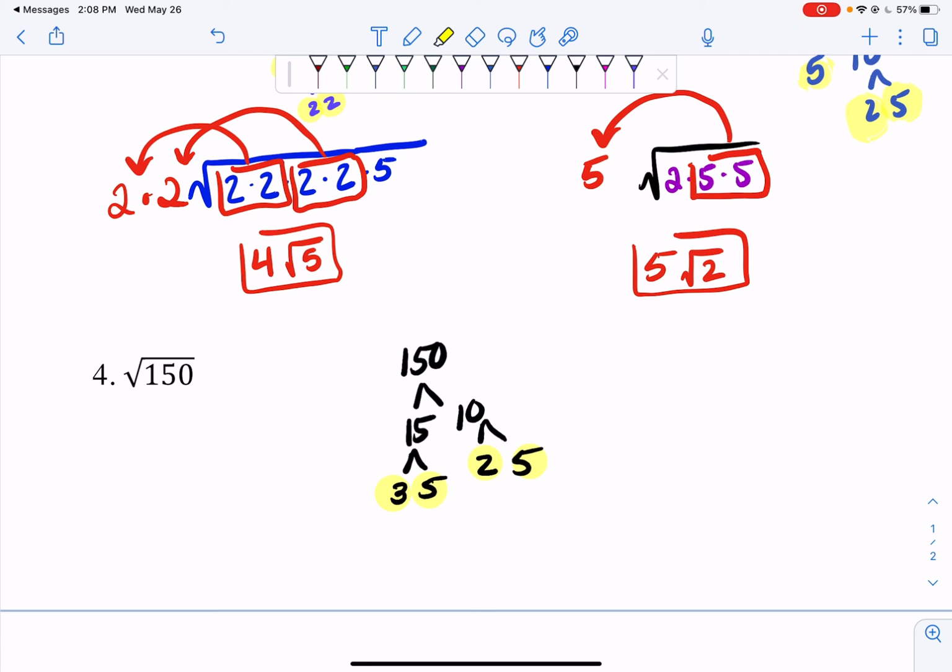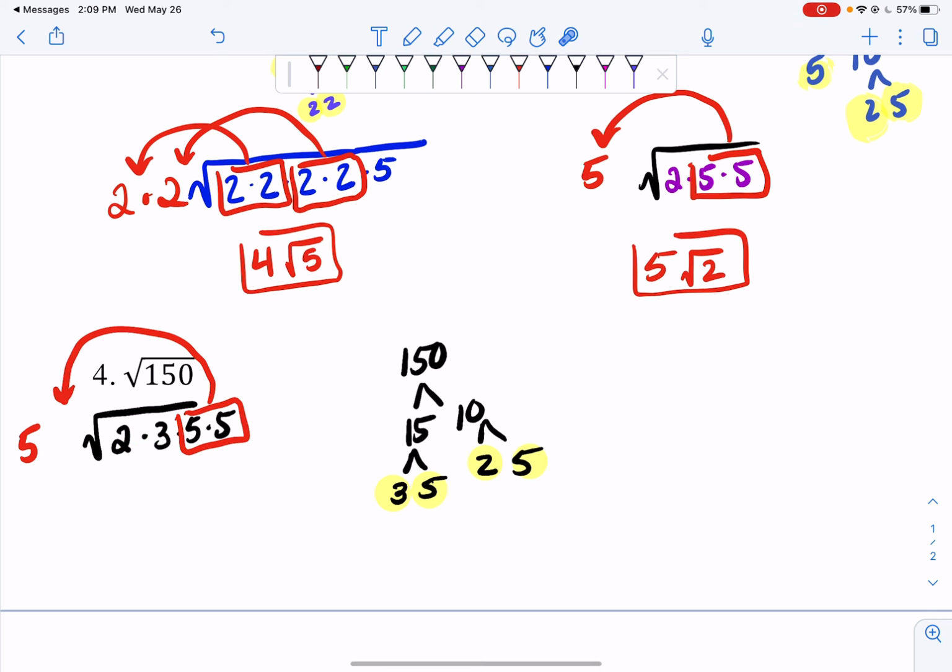And if we look, we have 1 2, 1 3, and 2 5s. So now we're going to put all of those numbers under a radical. So I have 1 2, 1 3, and 2 5s. Now, do you have any doubles? Very good, I do have a double. I have a double 5. So I'm going to make that a single on the outside. So now I have to ask myself, what's 2 times 3? 6. So my final answer is 5 radical 6.